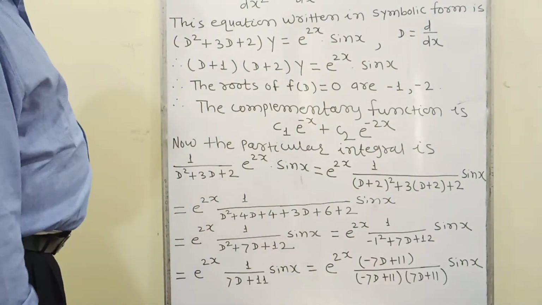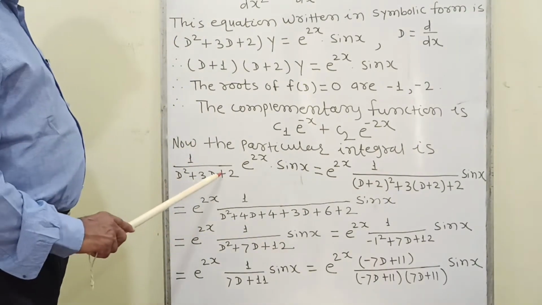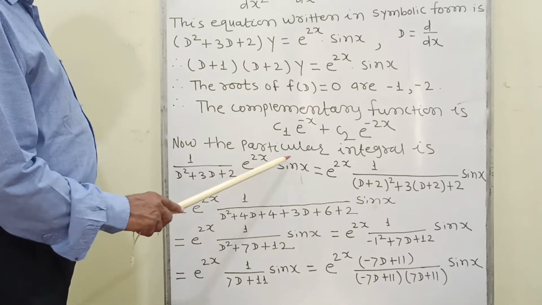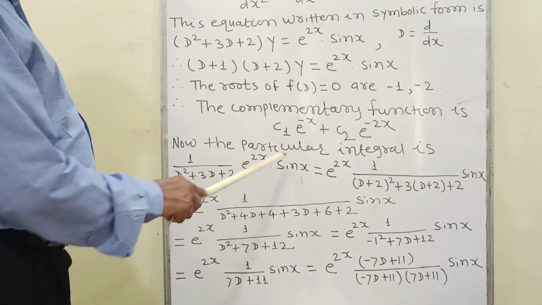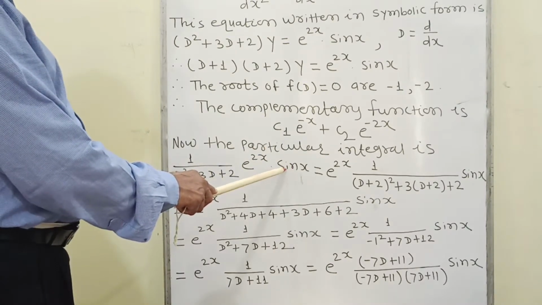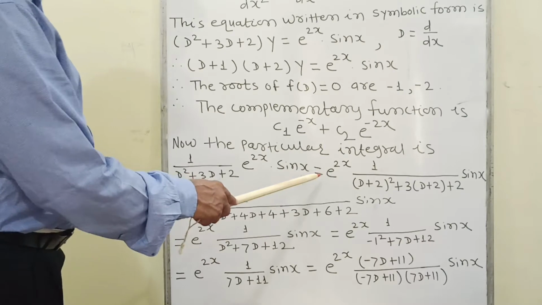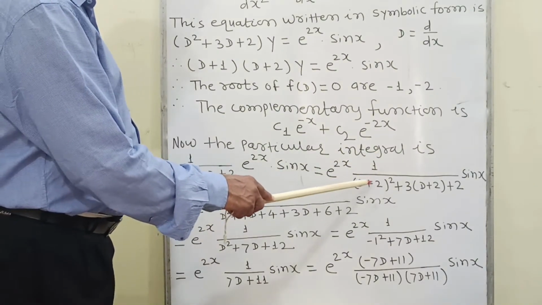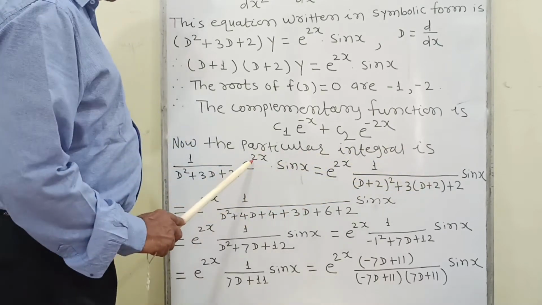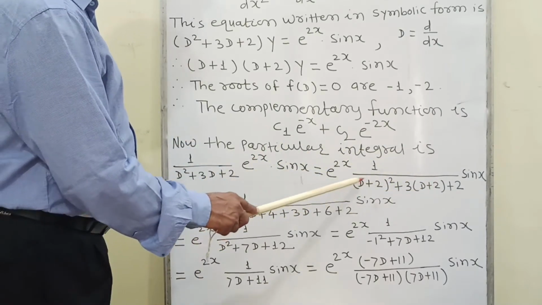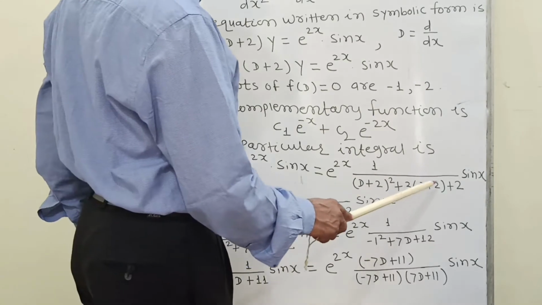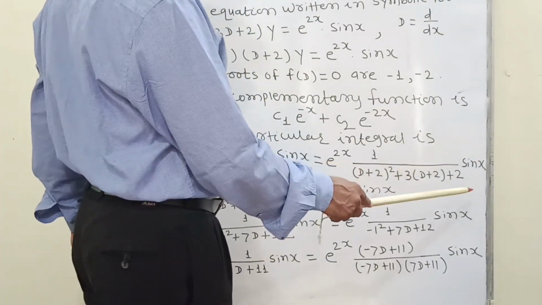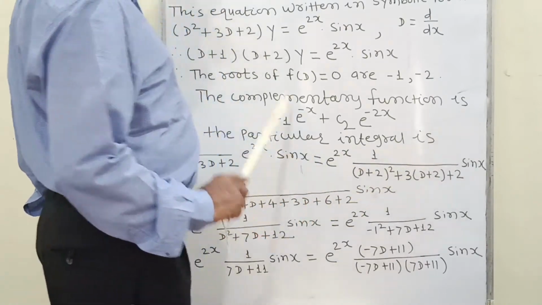कुठला फॉर्म्युला यूज केला इथं? 1/f(D) e^(ax) V, where V is a function of x, is equal to e^(ax) 1/f(D + a) V. The value of a is 2. That's why (D + 2)² + 3(D + 2) + 2, and V is a function of x, and here V is sin x.